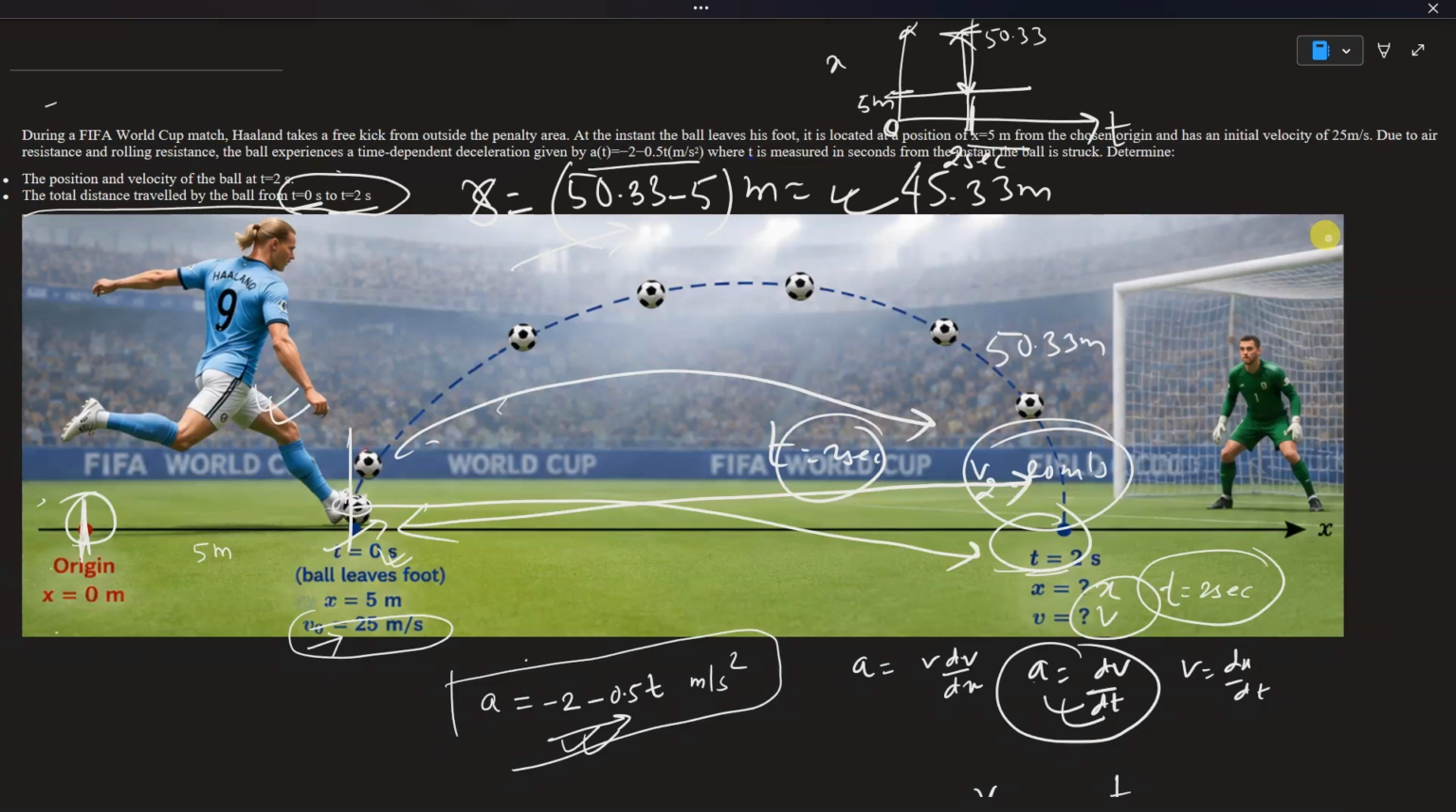Here the velocity is not reversing. If that is the case, you have to just calculate the position when the velocity is 0, and you have to do the calculation that I have just done in the previous videos.